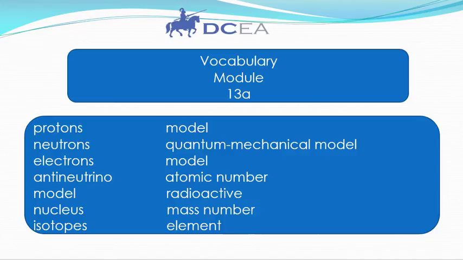Larger vocabulary list this time: protons, neutrons, electrons, antineutrinos, learning about the Bohr model, nucleus, isotopes, quantum mechanical model, atomic number, radioactive, mass number, and element.